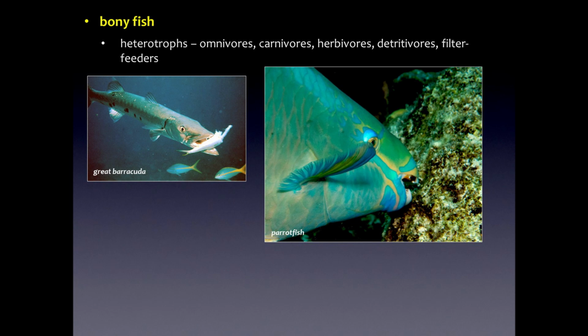They have to eat other food to obtain energy. They can't make their own energy. And here we have an example of a barracuda, a good example of a carnivore, and an example of a parrotfish munching away at algae, a good example of a herbivore.